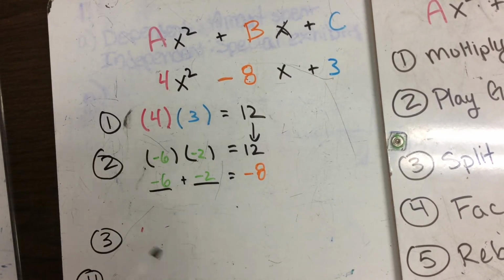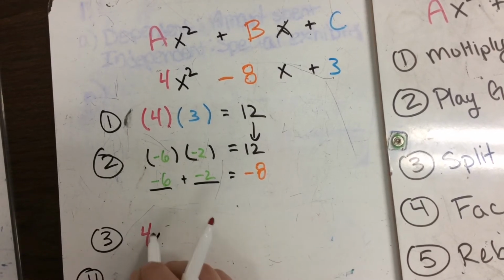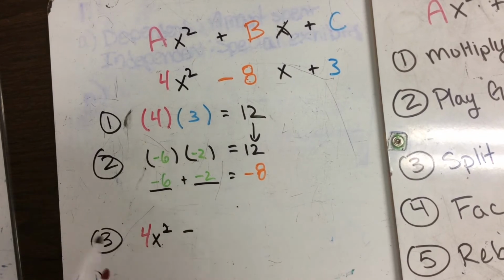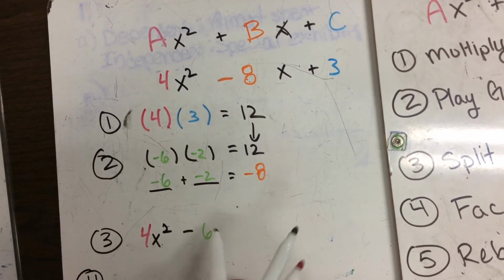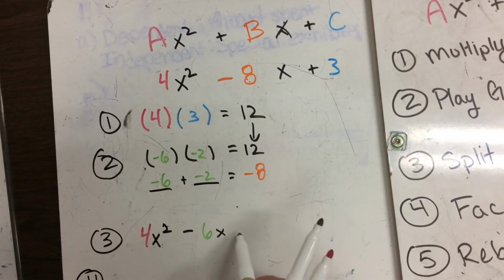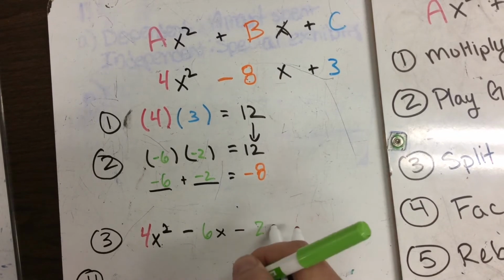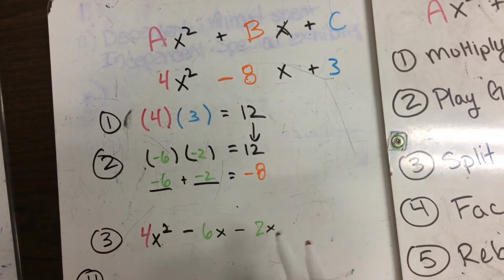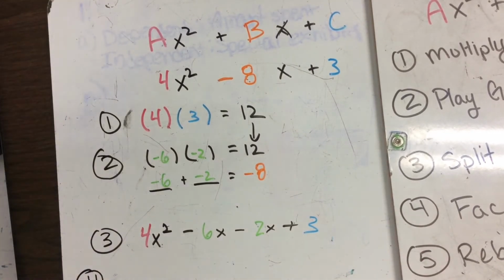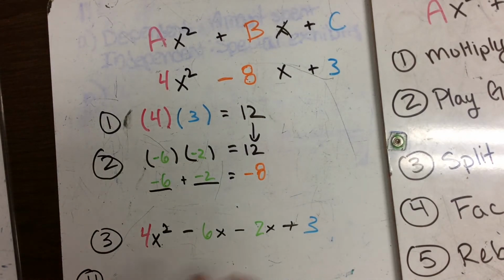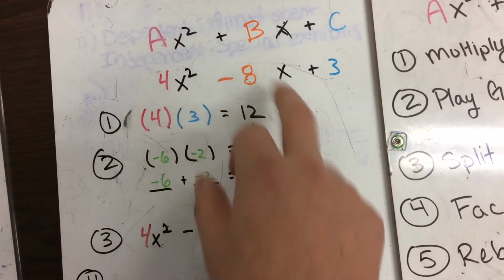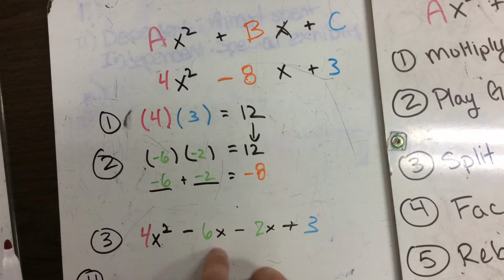Okay, we're going to say that this is 4x squared minus, let's go, 6x minus 2x and plus our c out there is 3. Okay, I have now split the middle. Again, all I've done is I've renamed negative 8x as a value of negative 6x minus 2x. I haven't changed the quantity at all.